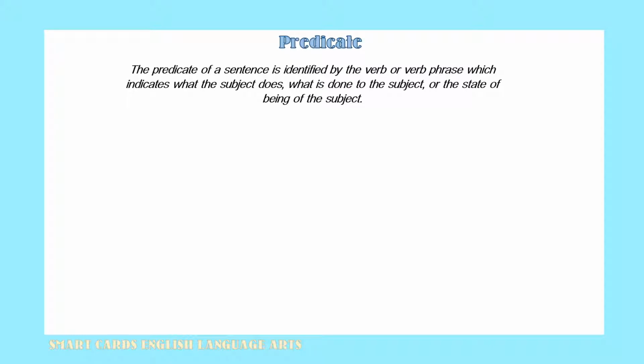The predicate of a sentence is identified by the verb or verb phrase, which indicates what the subject does, what is done to the subject, or the state of being of the subject. The types of predicates are as follows.